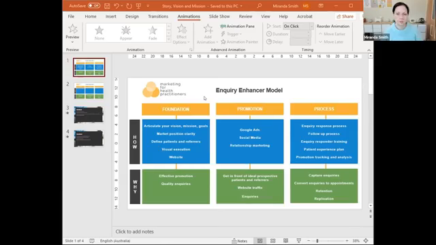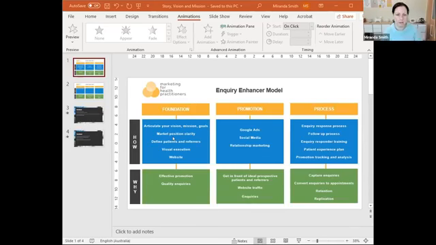For those of you that watched the training last week, you would have seen this model, which I developed called the Inquiry Enhancer model. This is the model that I use when I'm working with practices. I use it to do a bit of an audit where we go through together, me and the practice owner, and identify your marketing gaps.